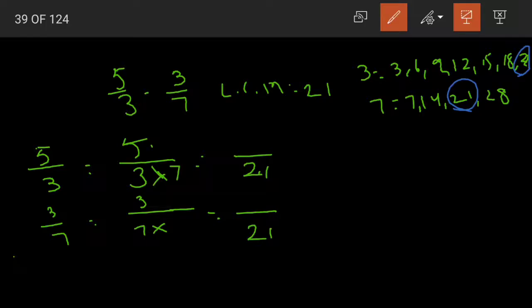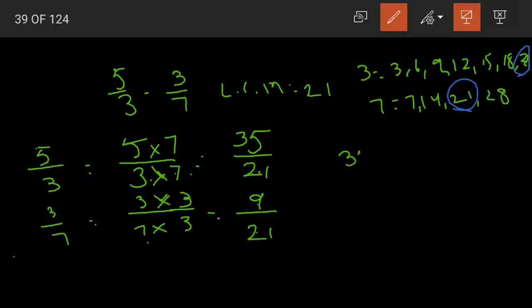Now what should I multiply 3 with to get 21? 3 sevens are 21. So again multiply the same in the numerator. 5 sevens are 35. 3 sevens are 21. Now coming to 3 by 7. Now 7 into 3 is equal to 21. So 3 into 3. 3 threes are 9 and 7 threes are 21.